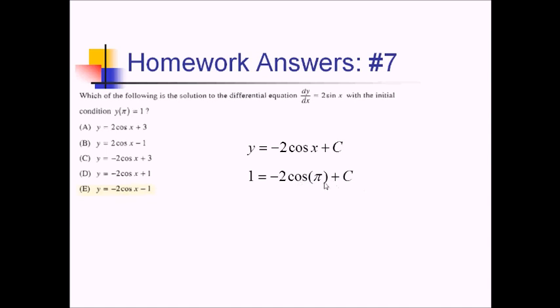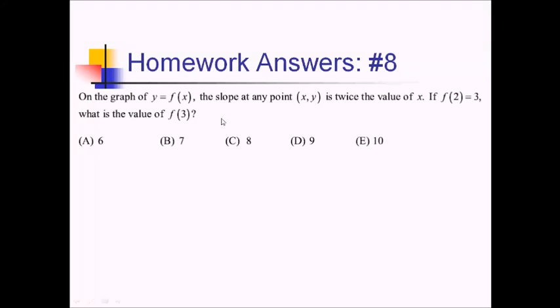And don't forget the plus c has to stick around there. So what's cosine of pi? Well, that's negative 1 times negative 2 is 2. So we have 1 equals 2 plus c. Subtracting that 2, we have c equals negative 1. So plugging that back in, we can write y equals negative 2 cosine of x minus 1, which is going to match up with answer choice E.